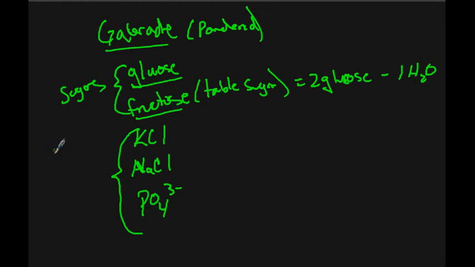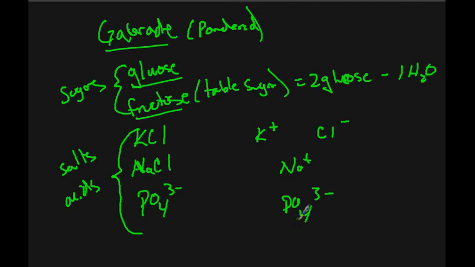These guys down here are salts or acids, and these will separate into their potassium, chlorides, sodium, phosphates, and these help your body. These are the electrolytes that you lose when you sweat.